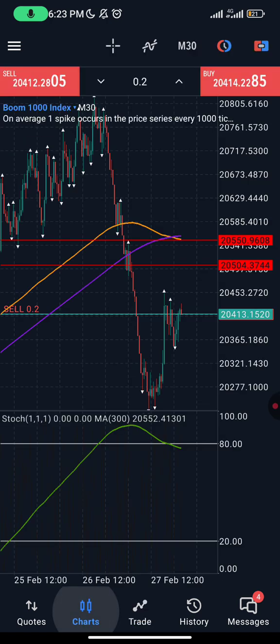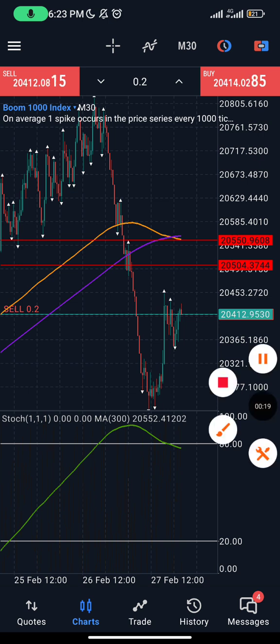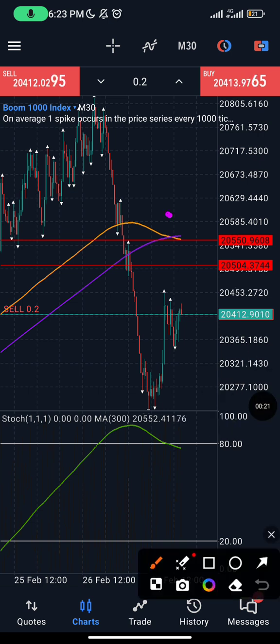So I'm taking three positions on this particular trade, this particular setup. I've taken three positions so far. So why did I take this trade? This is actually why I take the trade: the crossover here and this crossover here. That is the main reason for this particular entry.